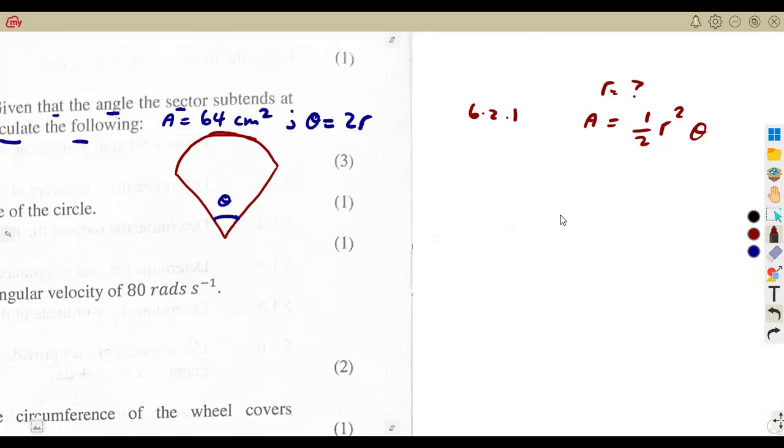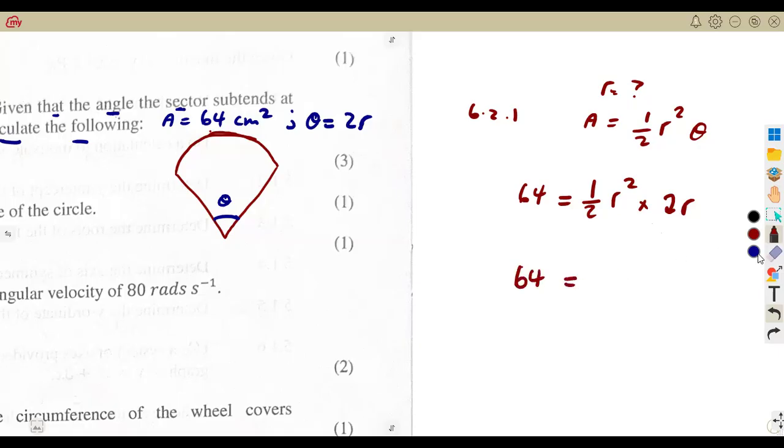In terms of the radius, we can substitute our values. We have the area, 64, is equal to, remember, we want to have this in terms of the radius. So there is no substitute for radius. You can just write half r squared times theta. Remember, theta is the angle, and we are told that it is 2 times the radius. It is twice the radius. So in place of theta, we can substitute 2r so that our equation is in terms of r. That's it. We have formed an equation. We can solve for r.